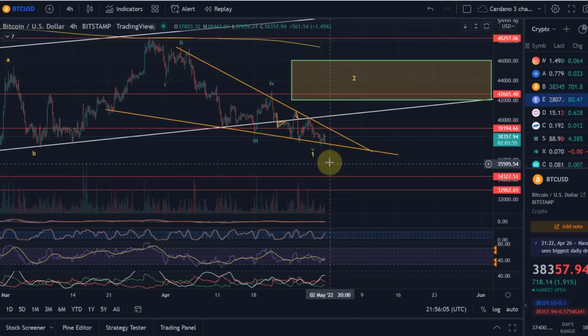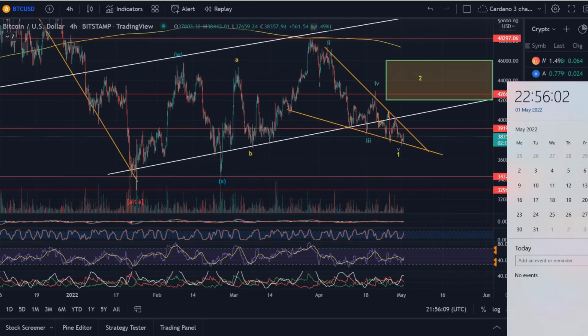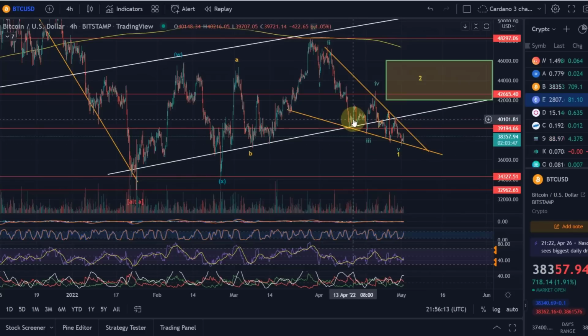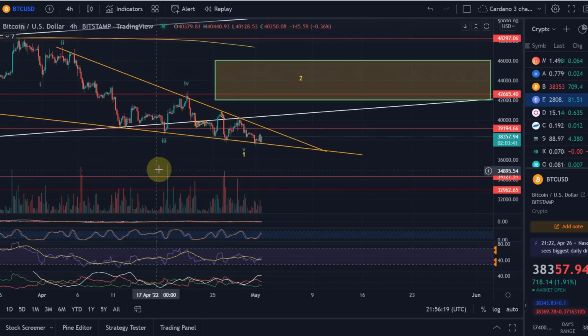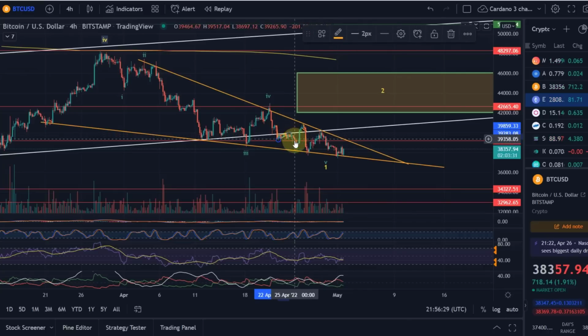On the other hand, we have in the last few weeks, today is the 1st of May. What was the last Sunday? Was here the 24th. So on the 24th, we have seen here some volatility, as you can see it here. 24th here. Yeah, we have seen here some volatility around this area.